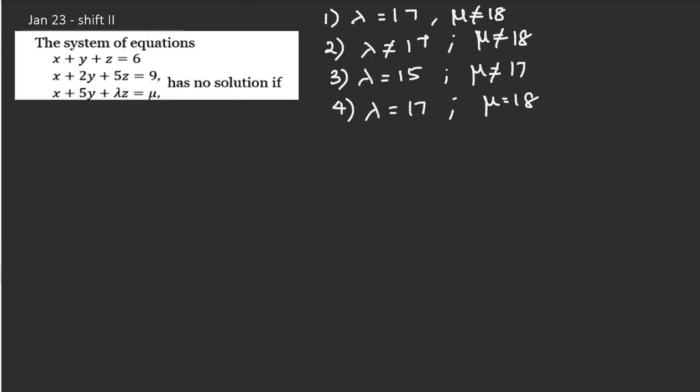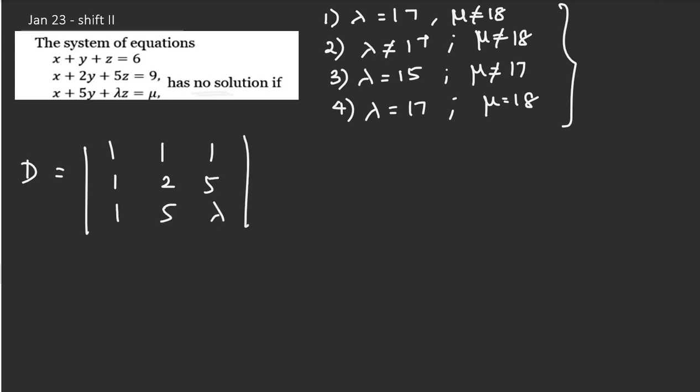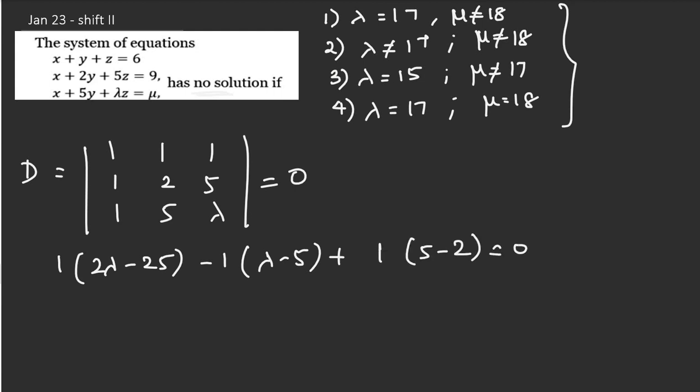Next, another simple question. The system of equations has no solution. Then among these, find the correct answer for lambda and mu. So taking it has no solution, therefore we take D as the determinant of 1, 1, 1; 1, 2, 5; 1, 5, lambda. Equating this to 0, we get 1 into 2 lambda minus 25, minus 1 into lambda minus 5, plus 1 into 5 minus 2 is equal to 0. Equating this to 0, we get lambda is equal to 17. So here lambda is equal to 17.